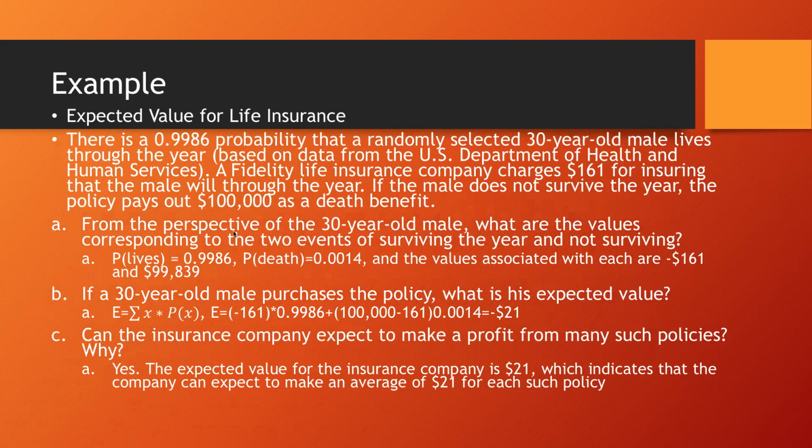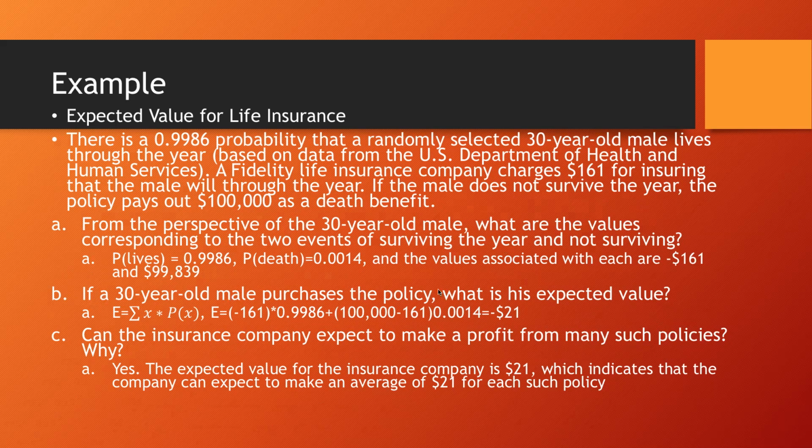The probability of living is 0.9986. The probability of death would be 1 minus that. The values associated with each are negative $161 and $99,839. You might be wondering, how did you get that? That's the 100,000 minus this 161, and that's if he dies. Either way, he is out the $161, but his beneficiaries will get that $99,839. Actually, they'll get 100,000.